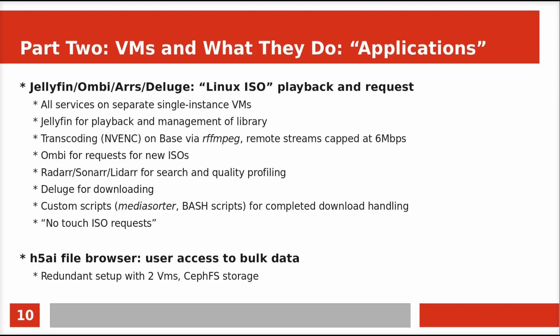And then last there's custom scripts. So when Deluge finishes the download, it runs another of my projects, which is called Media Sorter, which is an alternative to FileBot, and it just takes the terrible names you get from various downloaded Linux ISOs and turns them into nice names that are human readable and sensible for use in a tool like Jellyfin. And there's also some bash script wrappers, and that does the completed download handling.